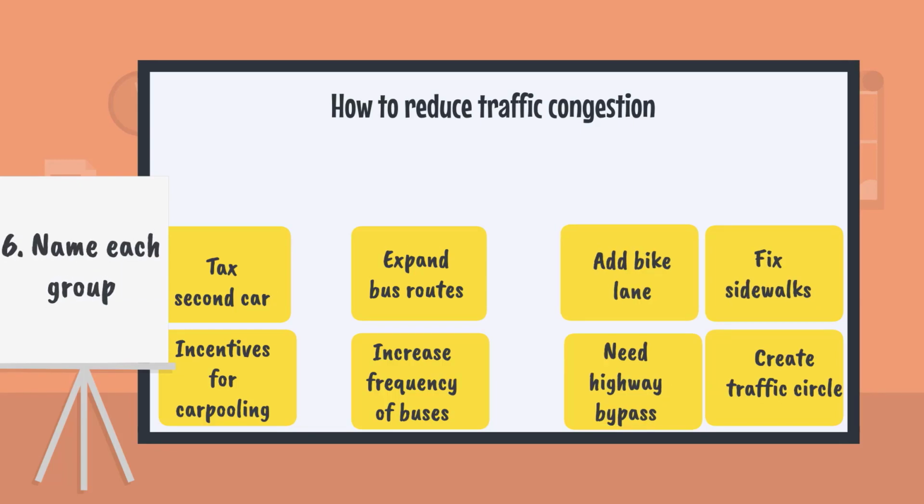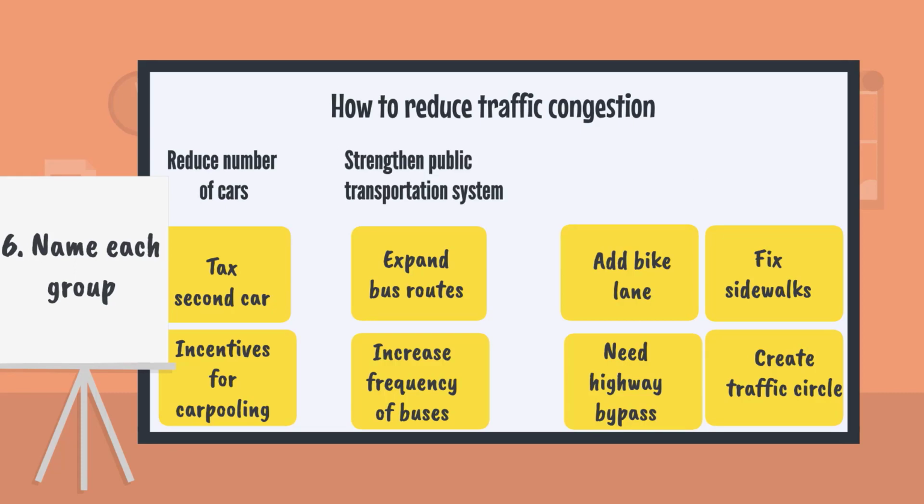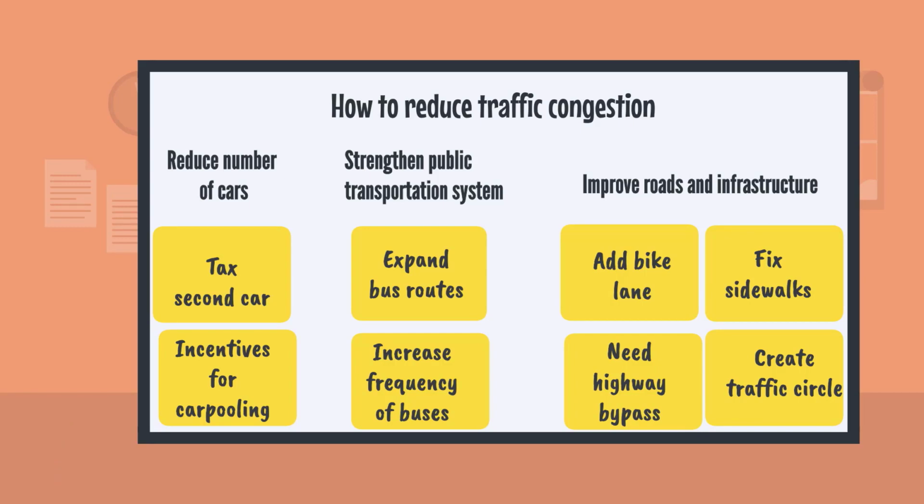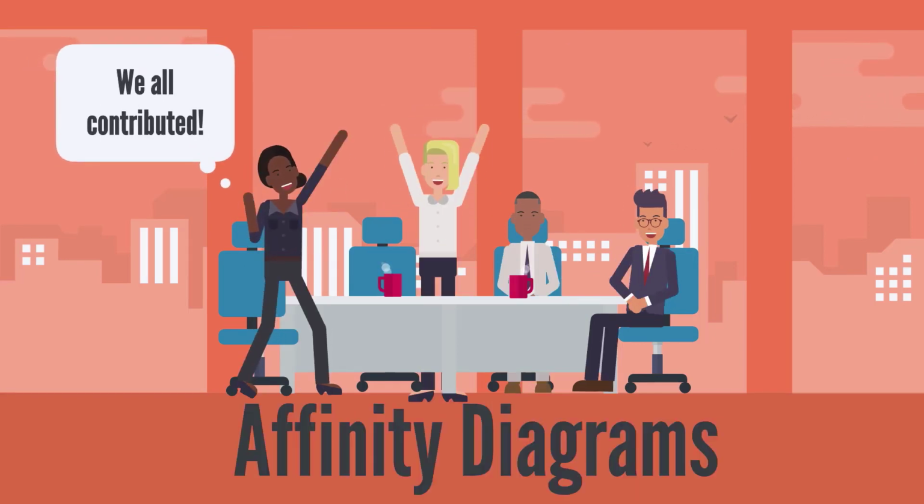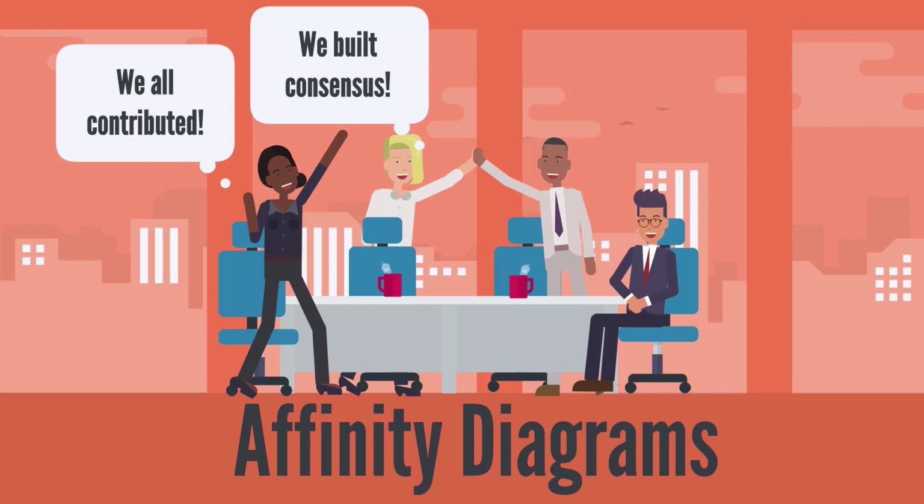Once groups are formed, ask participants to name each group. Try to avoid one-word titles. Review and discuss the ideas in each group, and participants can suggest changes and ask for clarification. Duplicate ideas can be removed by group consensus. Once complete, the affinity diagram can be used to create action items to help solve the identified problem. Affinity diagrams allow all participants to contribute, build consensus, and foster shared understanding.